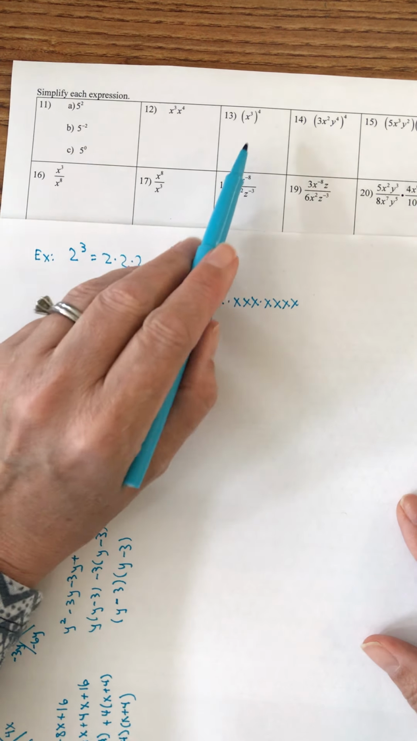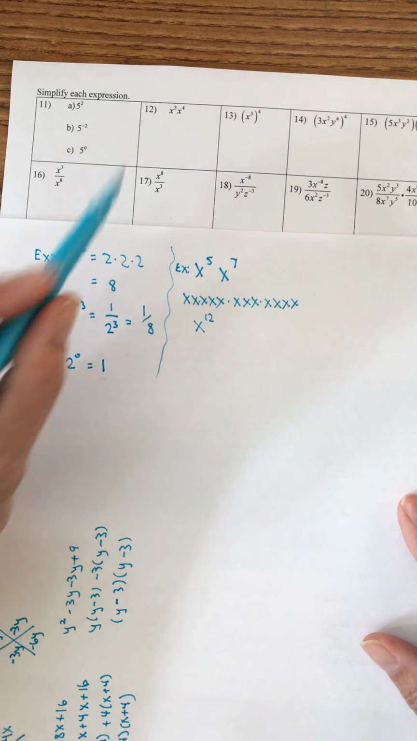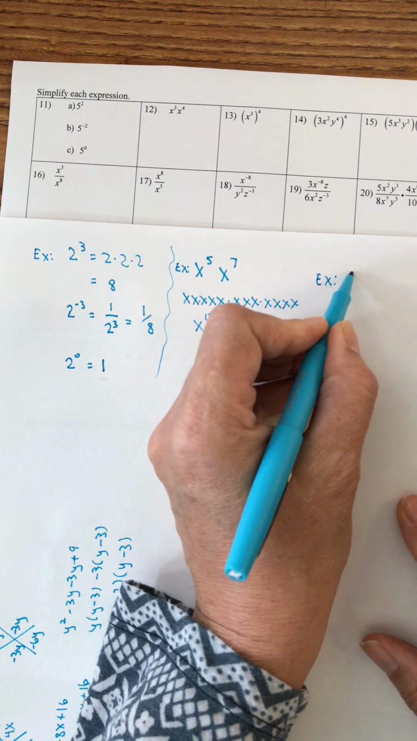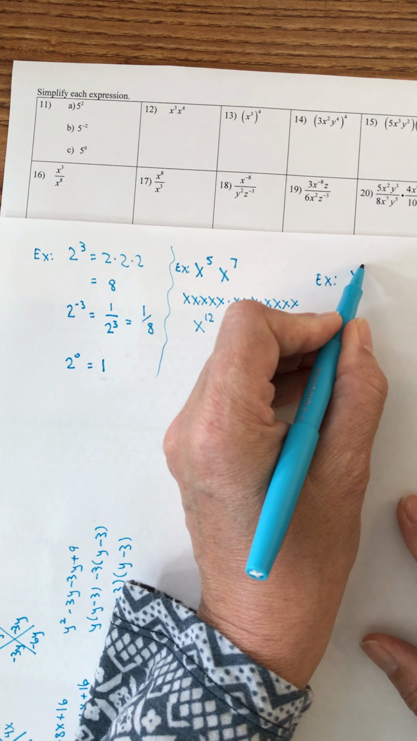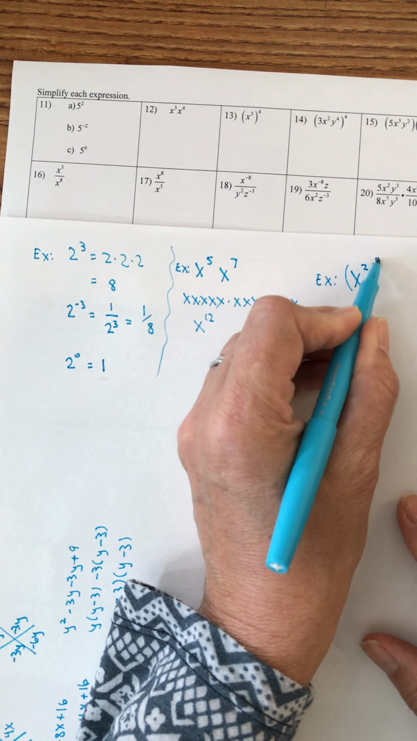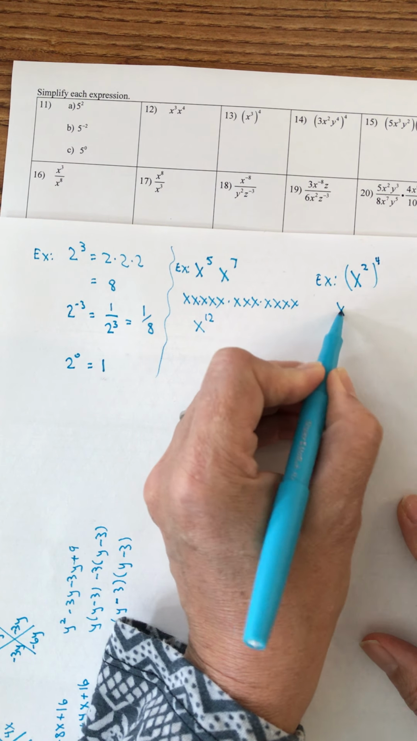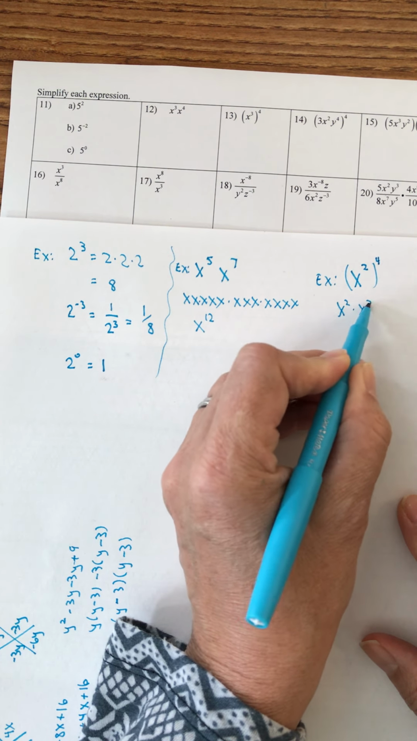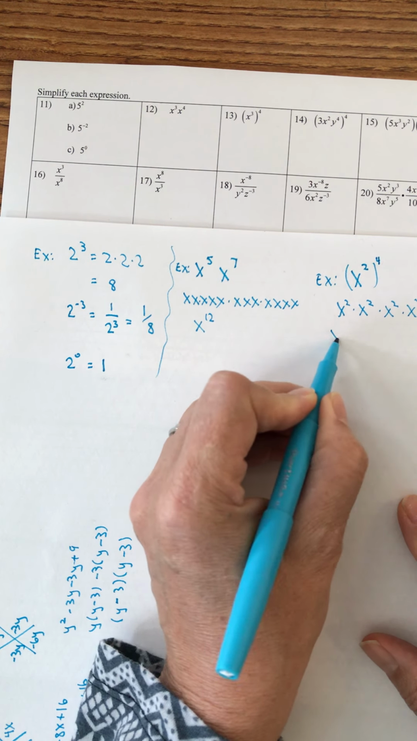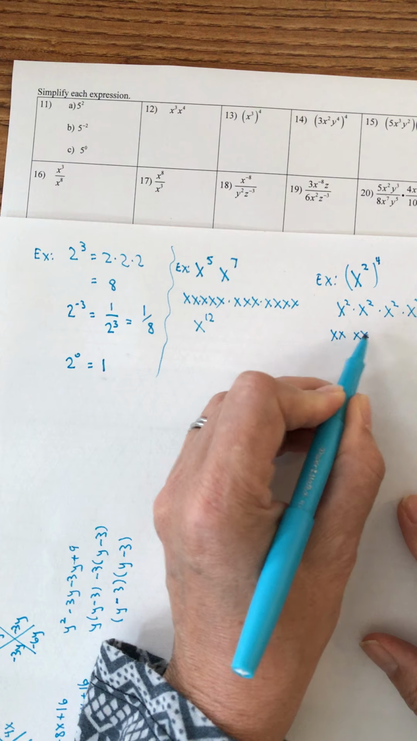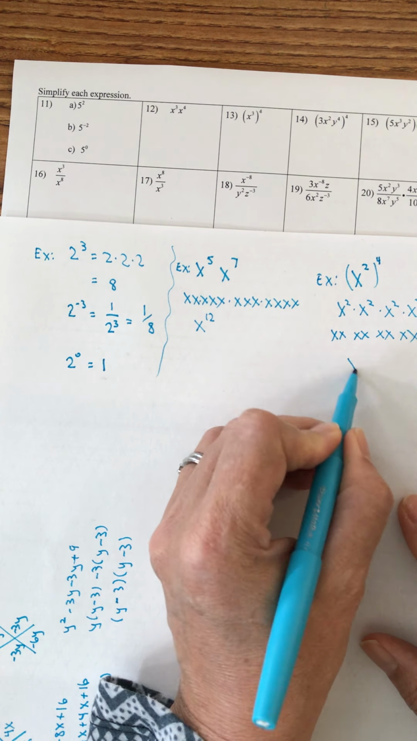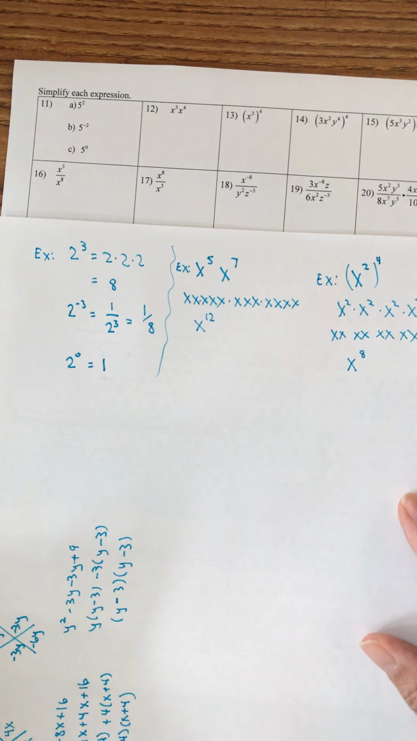When you have one like this, those numbers end up multiplying, because if you had, say, x to the second to the fourth, then that would mean x squared times x squared times x squared times x squared, or xx, xx, xx, xx, and altogether there would be 8 factors of x.